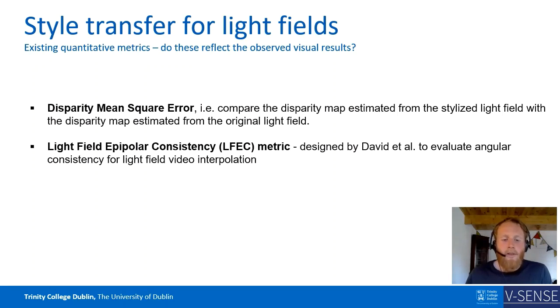However, we'll see that neither of these metrics accurately reflects the observed visual results. While they are able to correctly discriminate between results when there is an obvious gap in quality, for example, between the image baseline method and our method, this is not the case when results are more comparable. For example, when comparing our method with that of Hart et al.